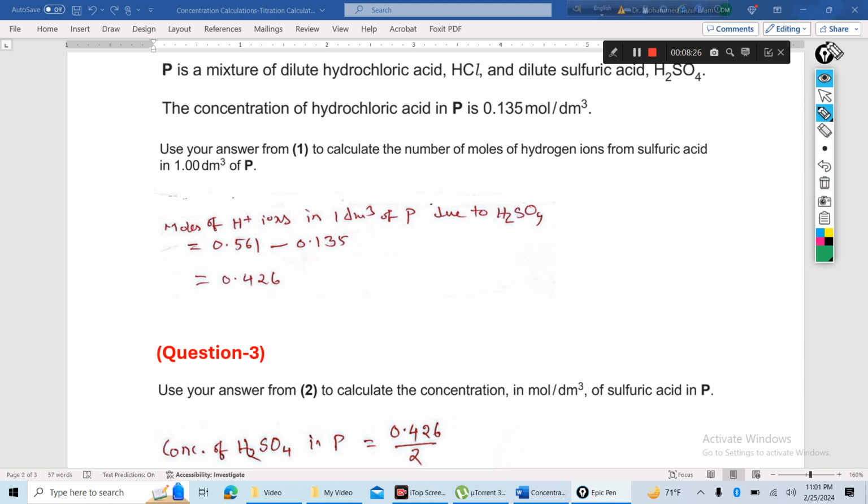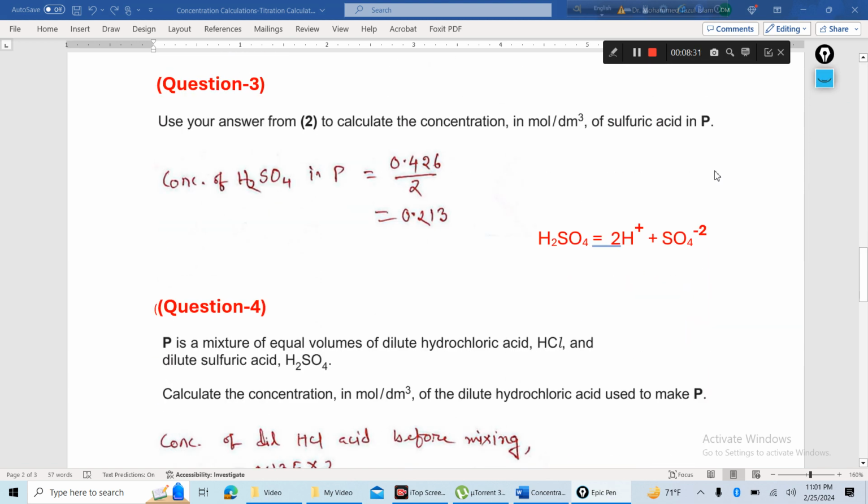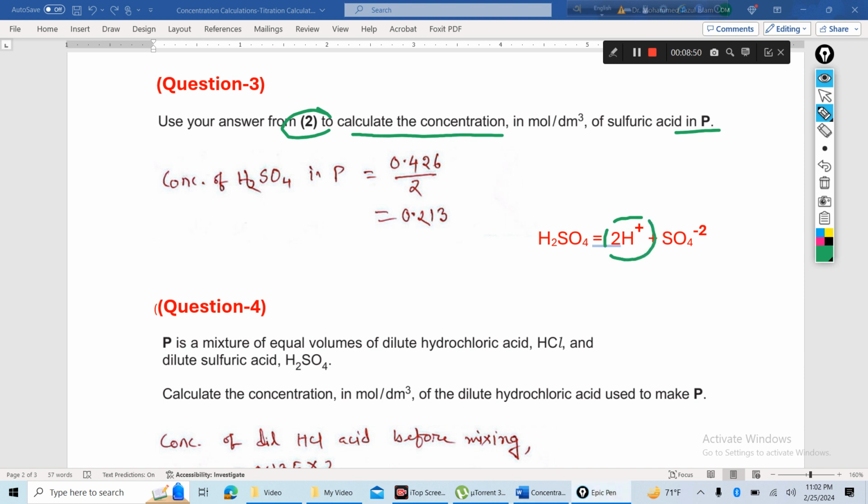Simply you can get. Now the next question you are asking: use your answer to the previous question to calculate the concentration in mole per dm³ of sulfuric acid. So already you know the hydrogen ion concentration. A solution is 1 mole per dm³, so concentration and number of moles have the same numerical values.